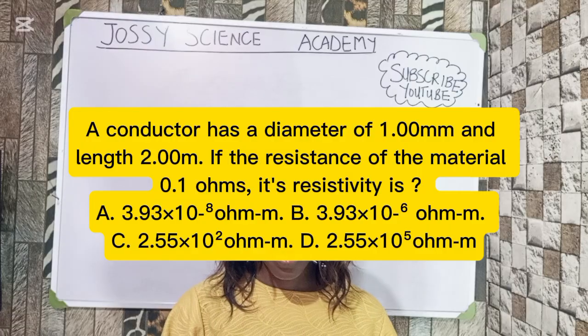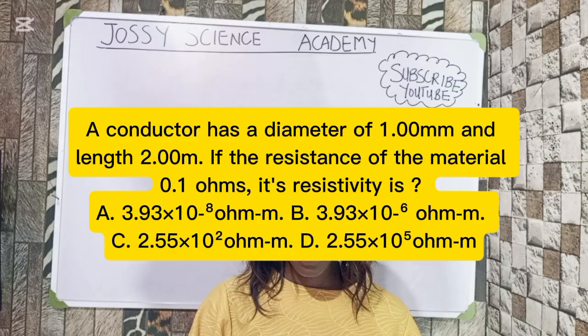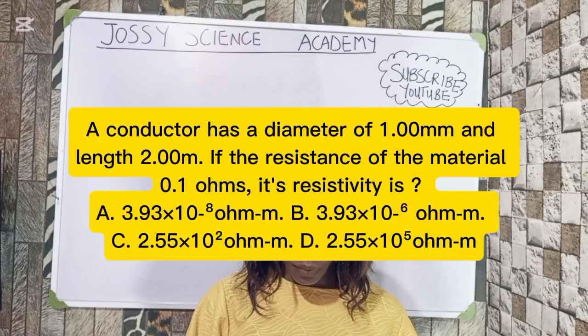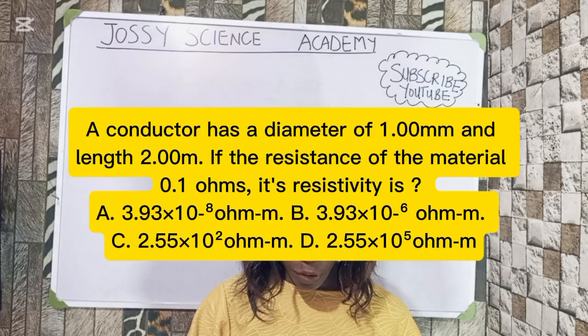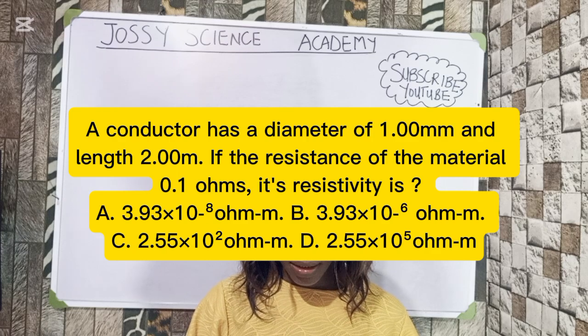A conductor has a diameter of 1.00 millimeters and length of 2.00 meters. If the resistance of the material is 0.1 ohms, its resistivity is what? We have the following options. Option A, 3.93 times 10 to the power of minus 8 ohm meter. Option B, 3.93 times 10 to the power of minus 6 ohm meters. Option C, 2.55 times 10 to the power of 2 ohm meters. Option D, 2.55 times 10 to the power of 5 ohm meters.